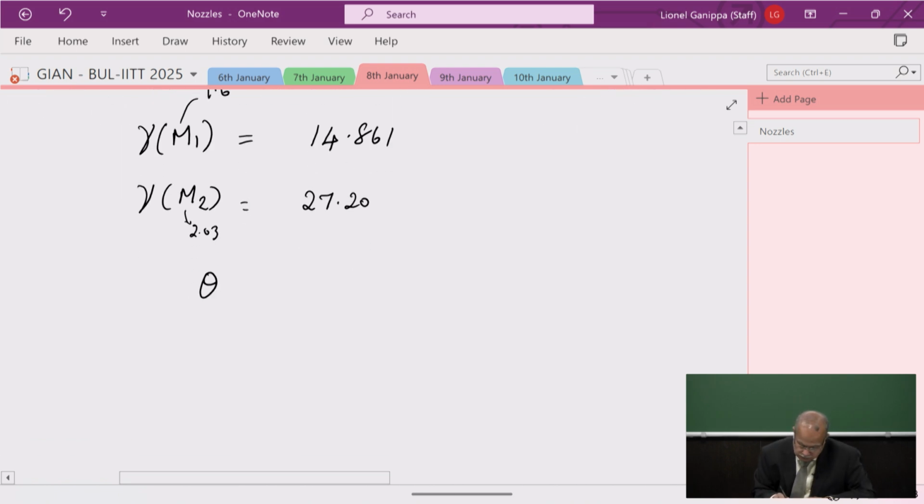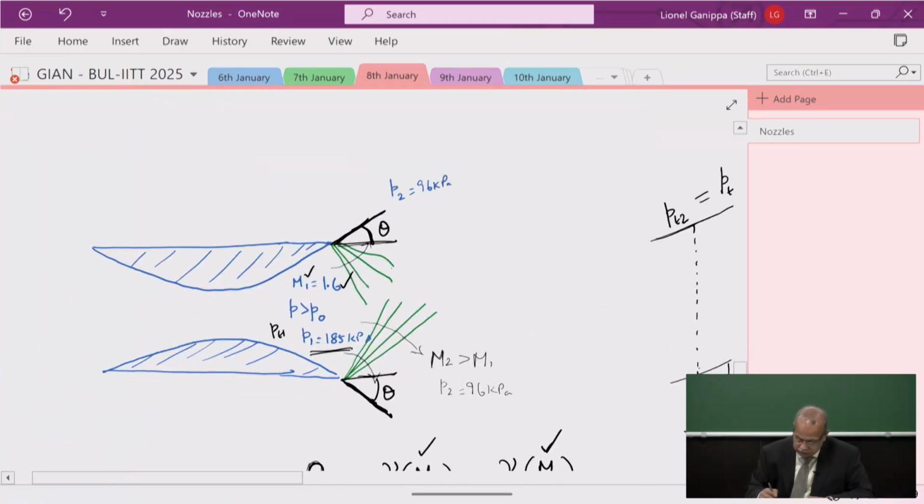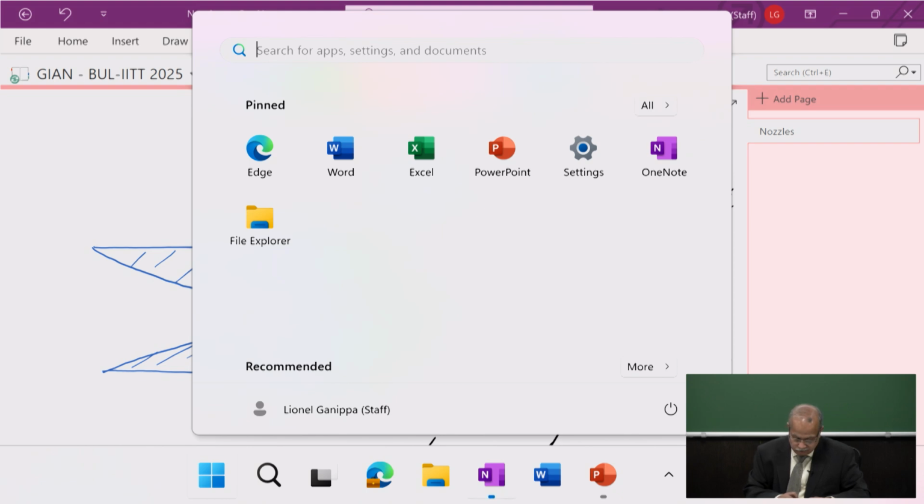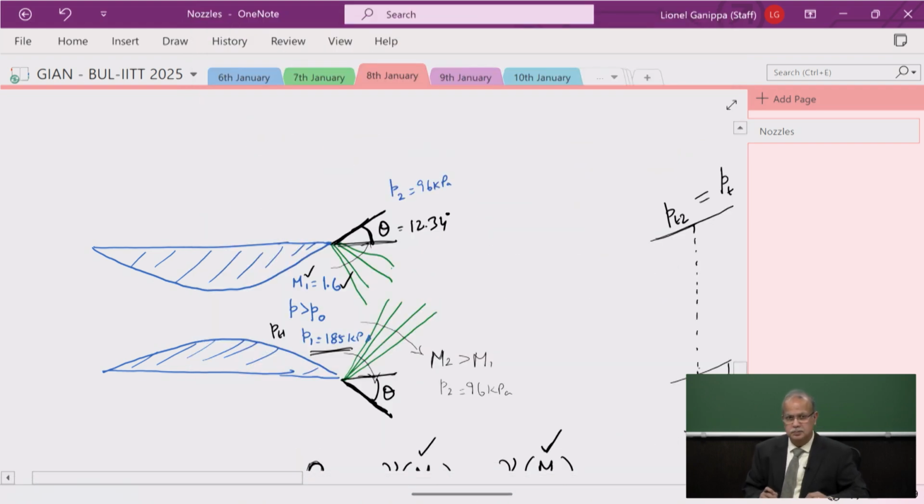So what is the flow turning angle? 12.34. This is 12.34 degrees, the angle through which the flow has turned. Is that clear for all of you? Yeah.